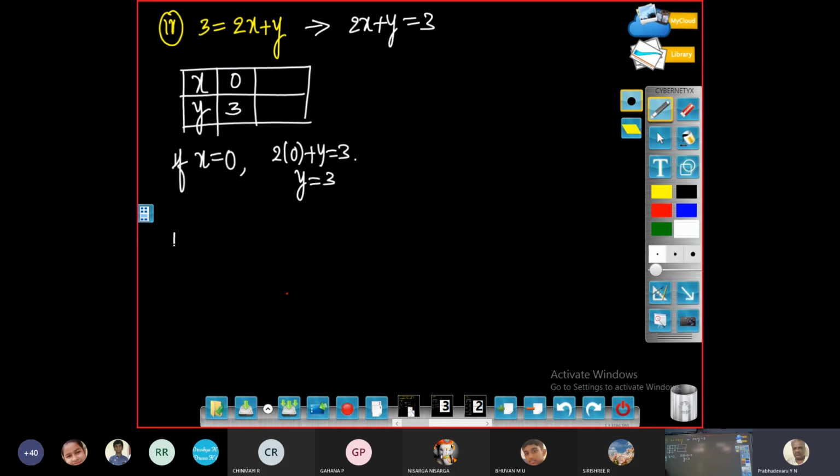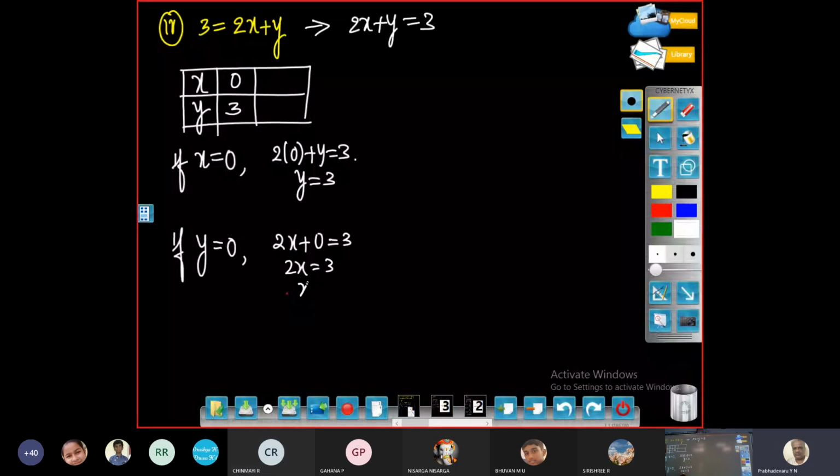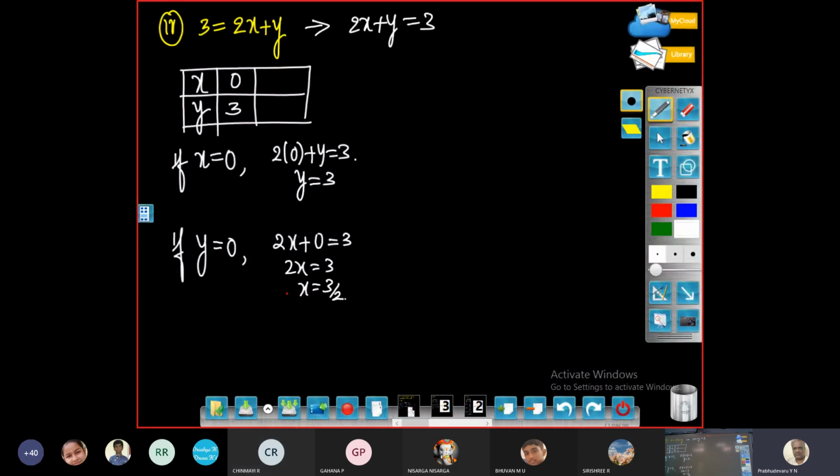Now you take y value as 0. If y is equal to 0, what happens? In the given equation, 2 into x plus y value substituted as 0 is equal to 3. So 2x is equal to 3. X is equal to 3 by 2. It is a decimal. It is difficult to locate the point. Let us find out another point.